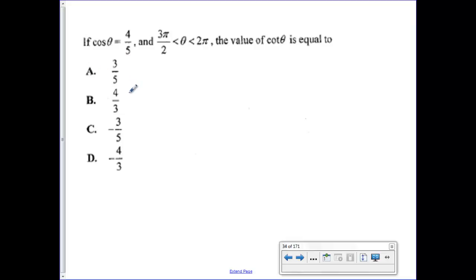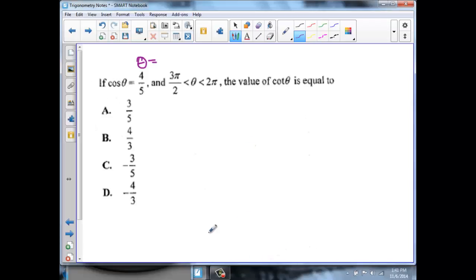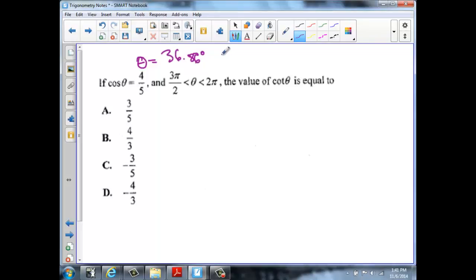It might find you an angle for theta. It might not be the one we're looking for. But why don't you do that? Inverse cosine 5 over 4. What do you get? What is cosine? Cosine is adjacent over hypotenuse. Did anybody inverse cosine 4 over 5? What'd you get? 36.86. Yeah. Okay, why don't we call that 37 degrees for right now?